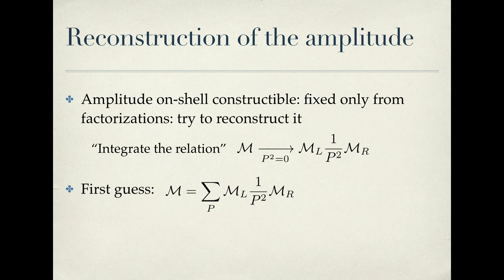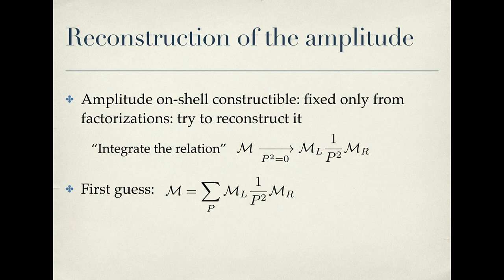So it would be nice to write a relation which manifestly satisfies all these conditions. Naively, the first guess you might think of is just to sum over all factorization channels, and on the right hand side just put directly that relation. Of course, if P goes to zero, there is a pole 1 over P squared, and there are directly these amplitudes here. So that looks like it might work. Well, it doesn't work for many reasons, because here P is not on shell, so these cannot even be on-shell amplitudes.